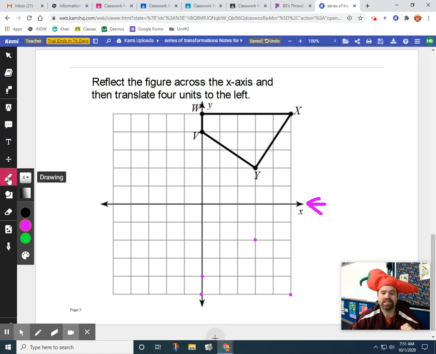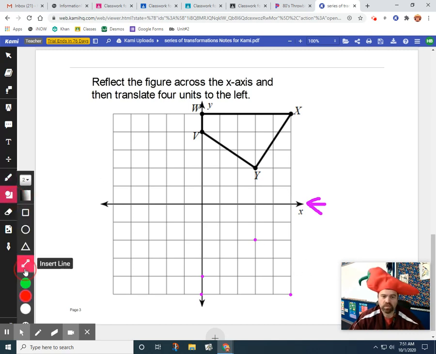If you haven't done this reflection unit or reflection assignment yet, all I'm doing is making sure that my points are below the axis the same number of units they were above the axis. So W is all the way up here at the top. So when I reflect it, it needs to be all the way down here at the bottom. V was 4 units above the axis. So when I reflect it, it needs to be 4 units below the axis. Y is 2 and 2. X, 5 and 5. Then connect the dots. Connect the dots and label them.